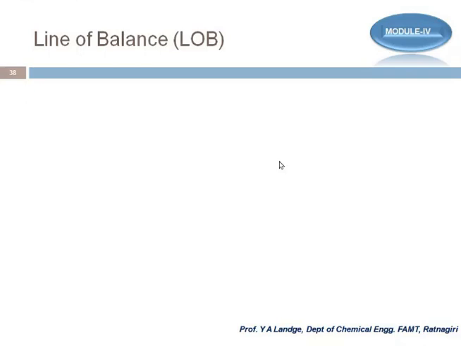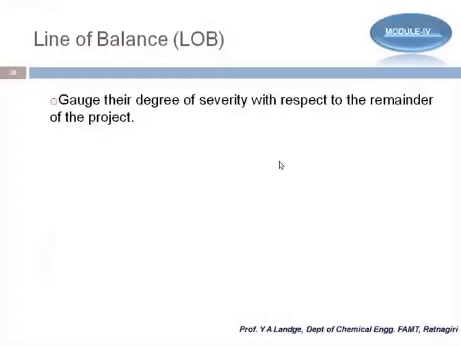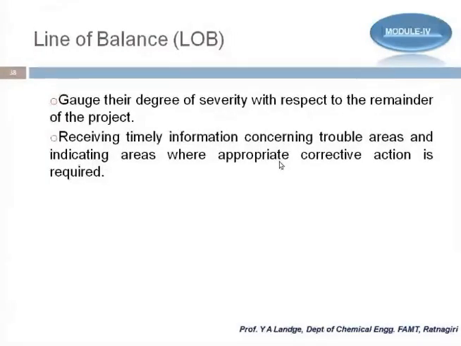So this is one case: examining the deviation from the research plan. Then another thing is to gauge their degree of severity with respect to the remainder of the project, receiving timely information concerning trouble areas and indicating the areas where appropriate corrective action is required. It means if a certain activity is behind the scheduled time, then at least we should know what the problem behind it is. Are there any technical problems arising, or what is the area where we are facing some problems, so we can easily catch them with the help of these tools that we use.